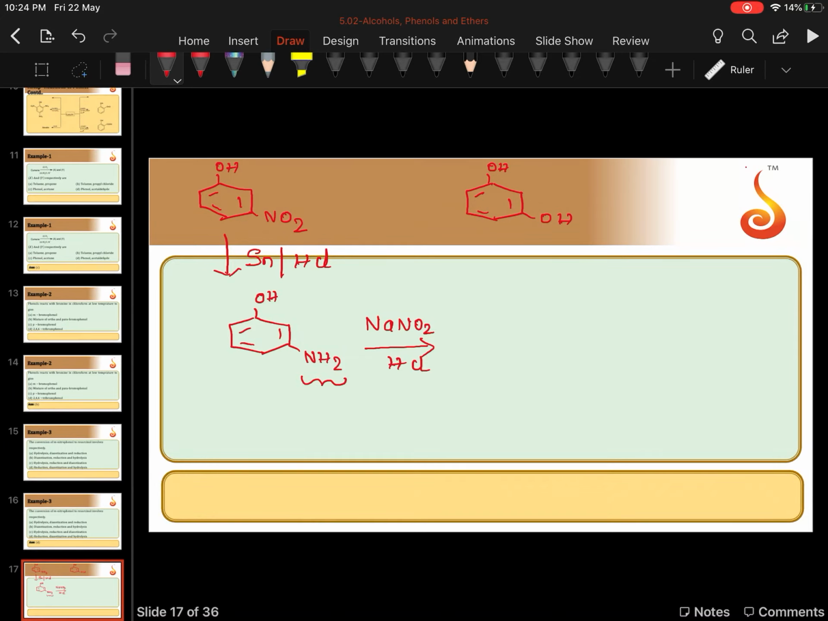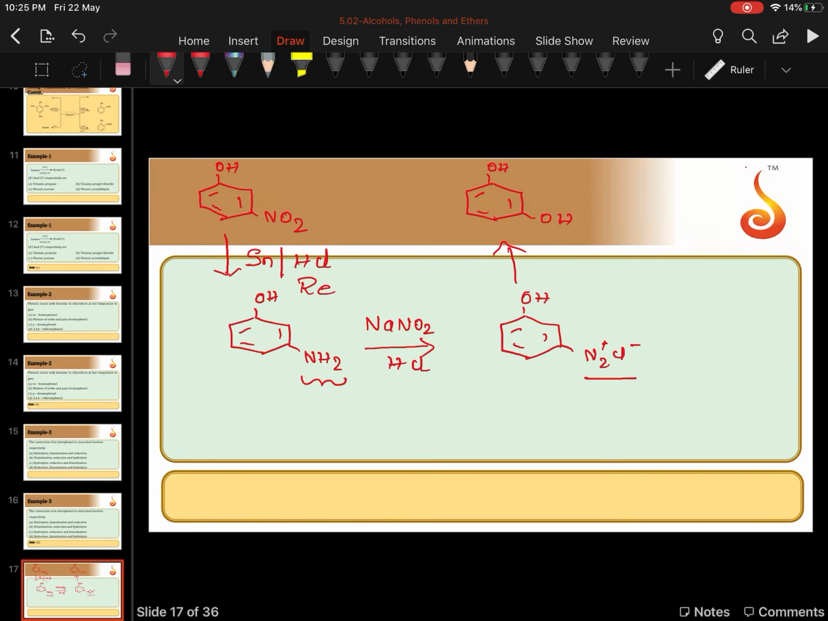Diazotization means the NH2 group will be converted to a diazonium compound like OH, N2 plus Cl minus. This diazonium chloride on hydrolysis will give phenol. When diazonium chloride is subjected to hydrolysis, this N2 plus and Cl minus will be replaced by OH. So I will get this compound.